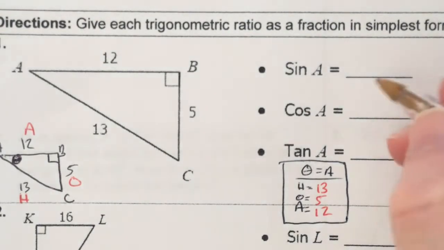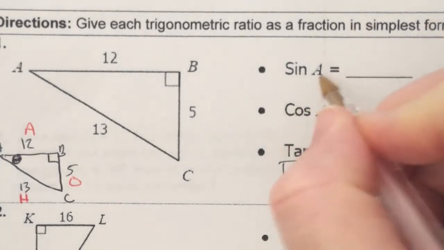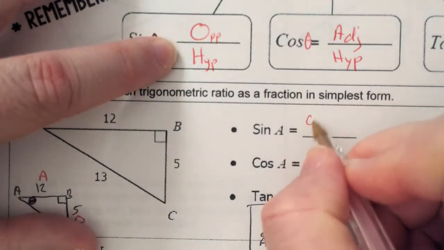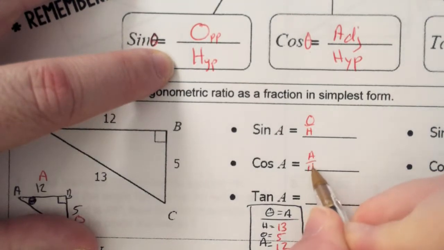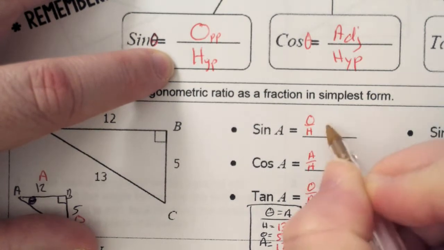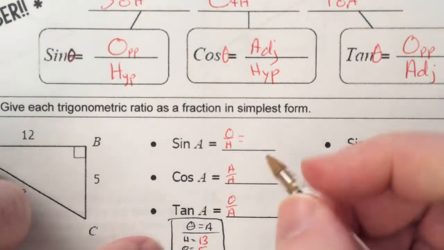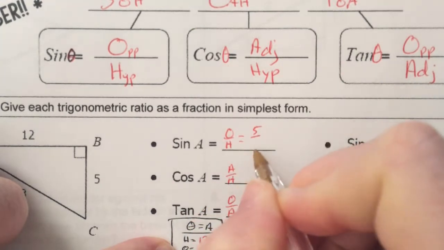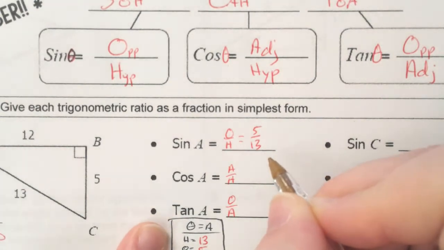So sine is O over H. Cosine is A over H. And tan is O over A, which is what we said up here. All we have to do is plug these things in. O over H would be 5 over H, which is 13. Can you simplify that anymore? No, so that is your answer.